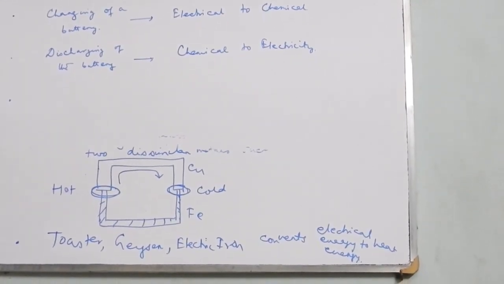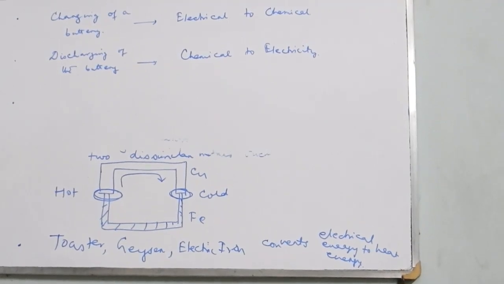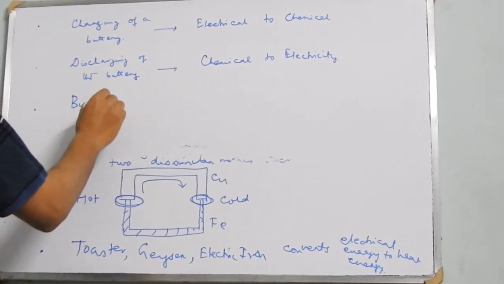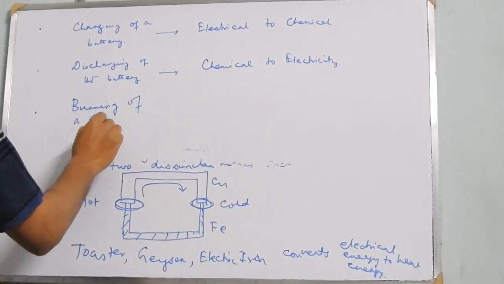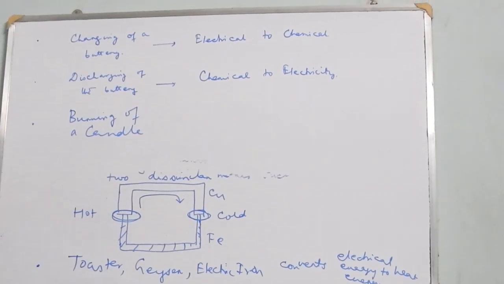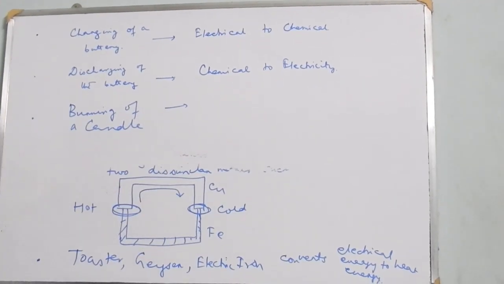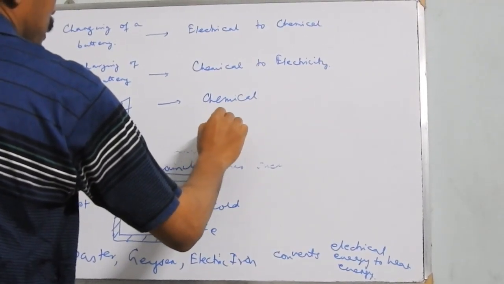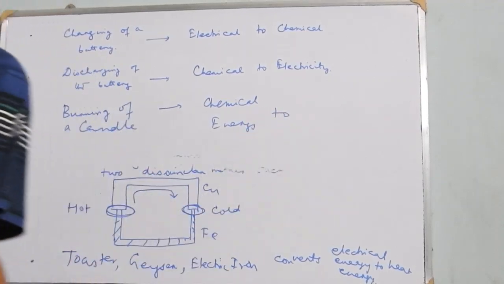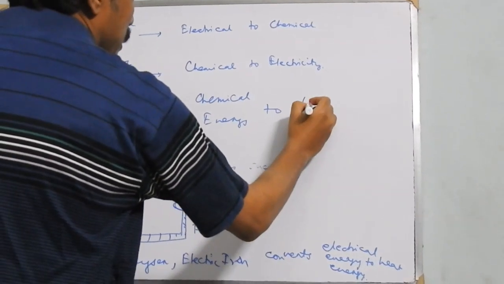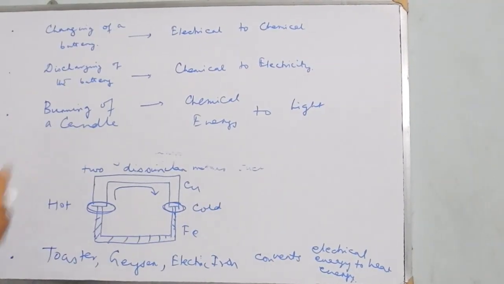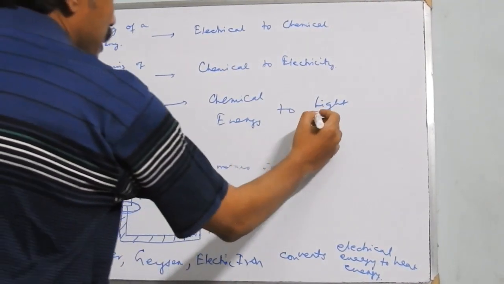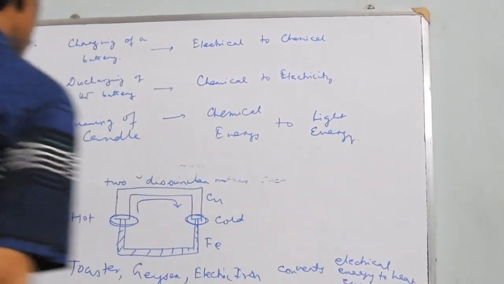Chemical energy to light energy. Suppose burning of a candle. A candle is a process where chemical energy is converted to light energy, and some amount of heat energy also. Because the objective of a candle is to provide light energy, and definitely some amount of heat energy is also produced. So chemical to light energy, this might be taken as an example.